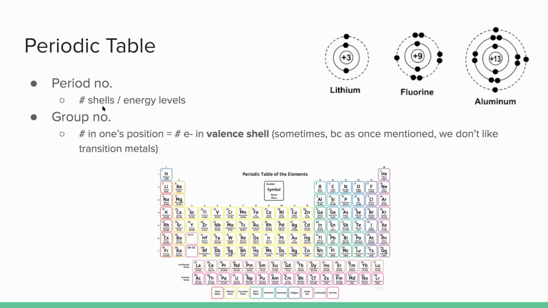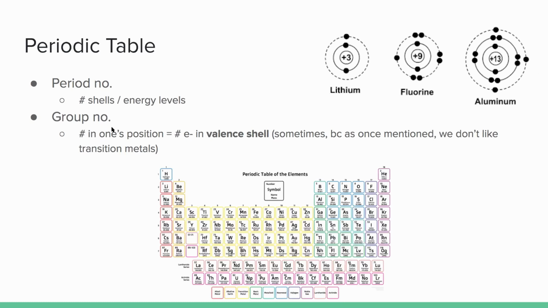So what do these represent? The period number represents the number of shells or energy levels each element has. For example, here we have lithium. You can see here that it has 2 energy levels. That means you can find lithium in period 2 of the periodic table, which is here, period 2. We have fluorine, which also has 2 shells, so you can also find it in period 2. There's fluorine. And then aluminium, 3 shells, which means period number 3. And here we have aluminium, period 3.